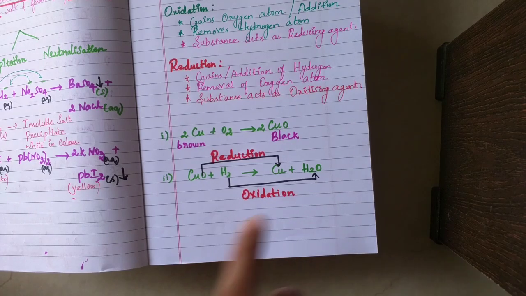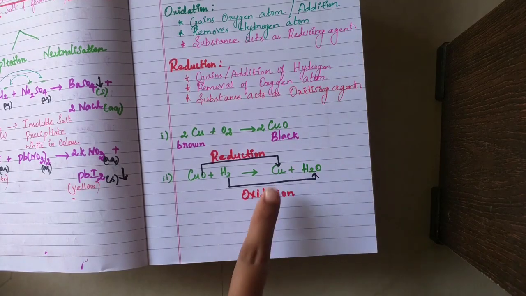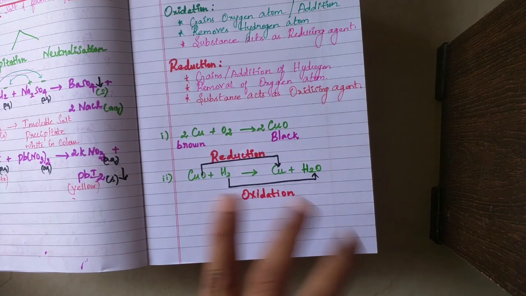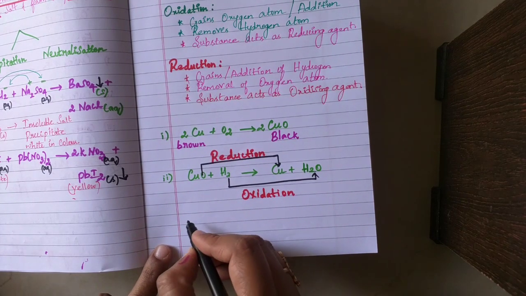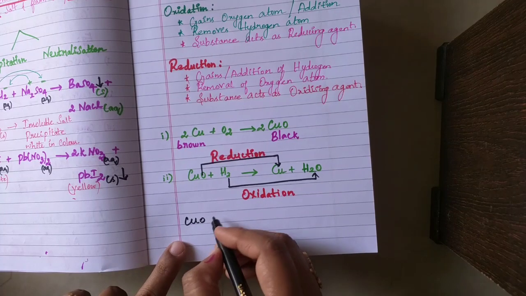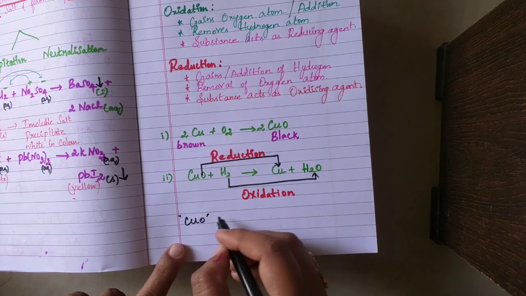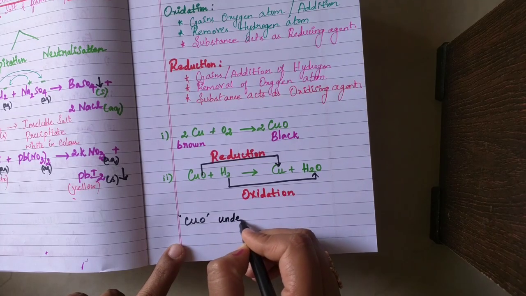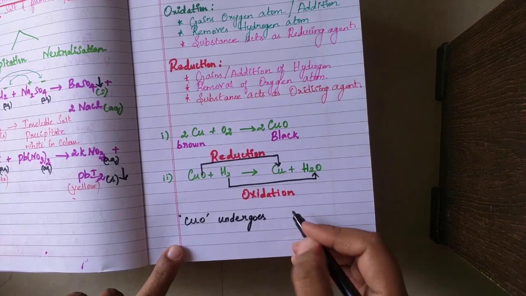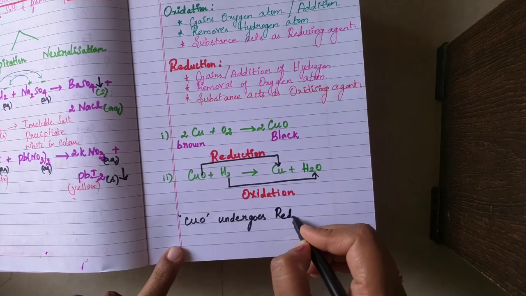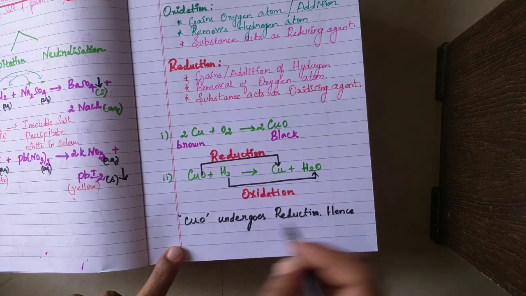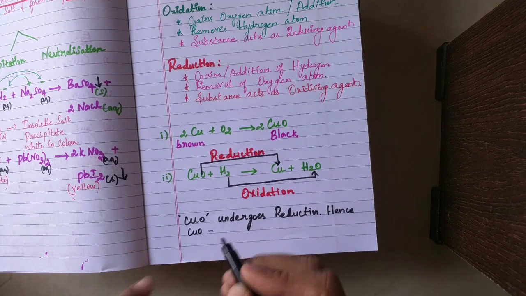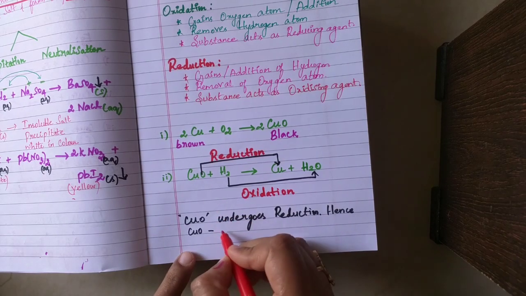Clear, students? Okay. Now the agent. What I said: reduction means it is an oxidizing agent, and oxidation means a reducing agent, right? So directly you can write: CuO undergoes reduction, hence CuO is an oxidizing agent. It is the opposite.